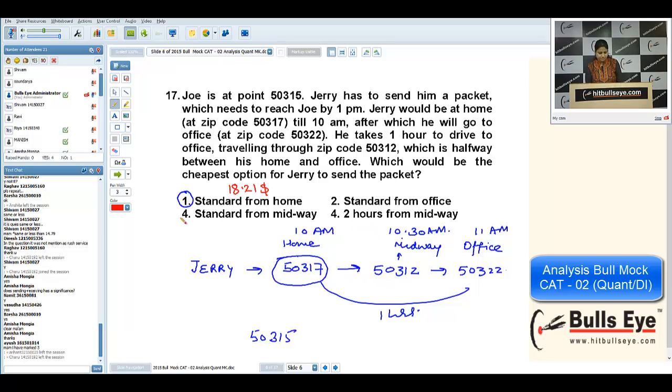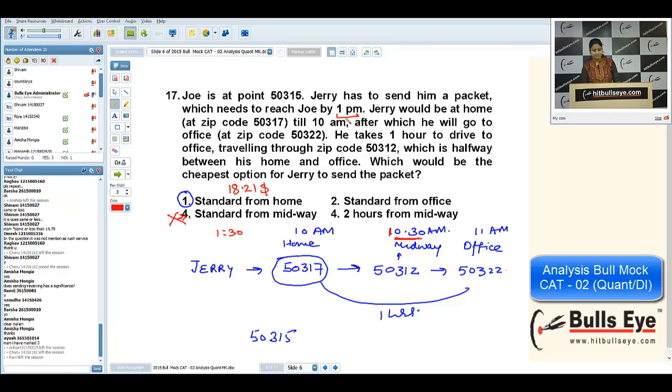Now come to the fourth option, standard from Midway. See, Midway is 10:30. The standard option will take 3 hours. If it takes 3 hours, it will reach by 1:30. Automatically this option is rejected. Why? Because my constraint is Joe should get this packet by 1 p.m. By using the standard service, which will take 3 hours, we cannot do this. Now I'm taking the second option, standard from office, 5322. Again, in the same way, this option is rejected.